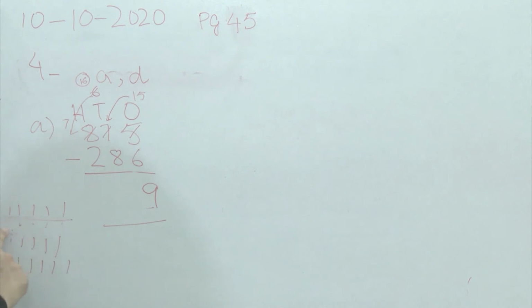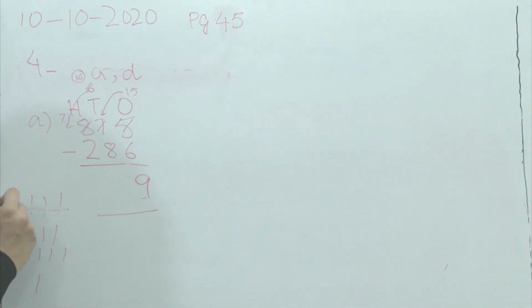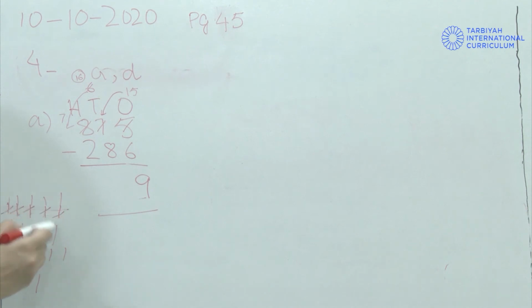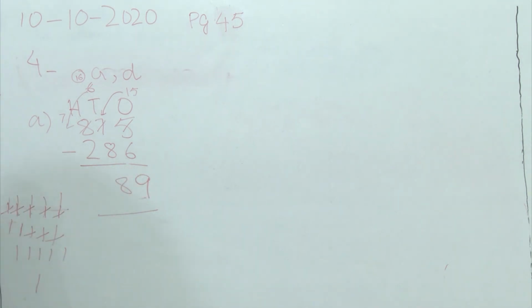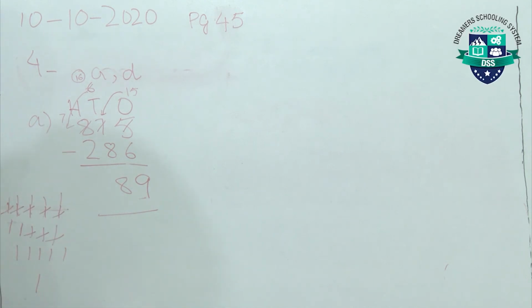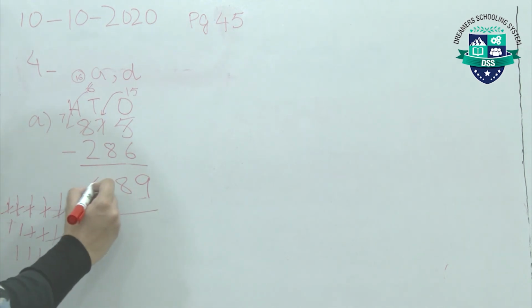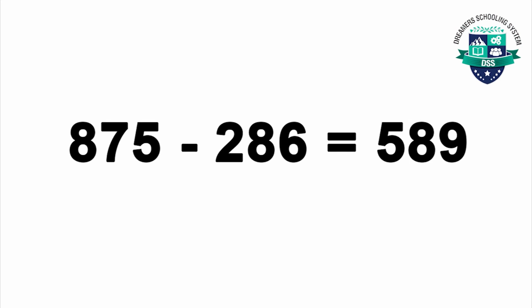1, 2, 3, 4, 5, 6, 7, 8, 9, 10, 11, 12, 13, 14, 15, 16. So 16 minus 8. 1, 2, 3, 4, 5, 6, 7, 8. We got 8 here. Now 7 minus 2. What is 7 minus 2? 1, 2, 3, 4, 5, 6, 7. And we subtract 2. 1, 2, 3, 4, 5. We have 589. Okay?